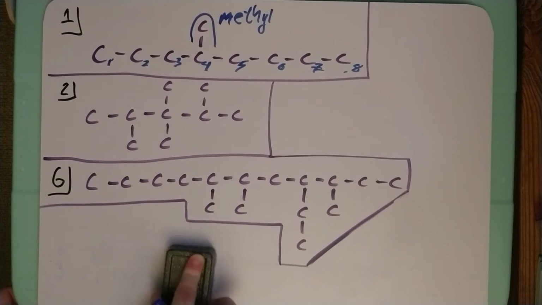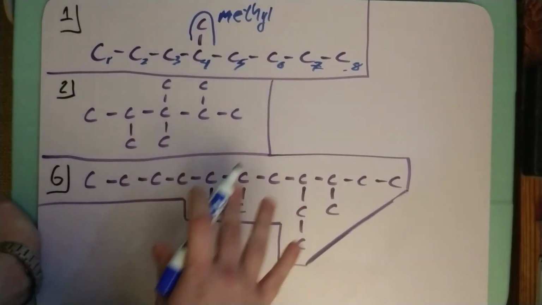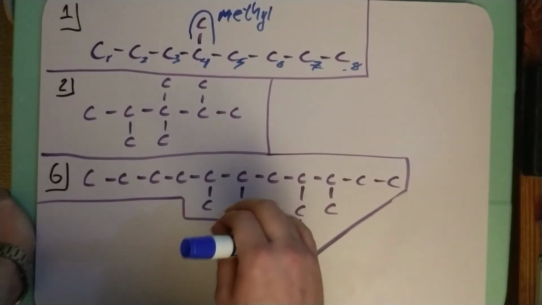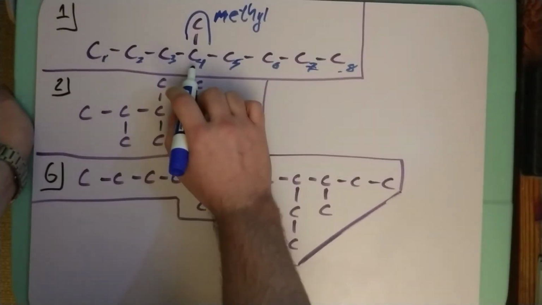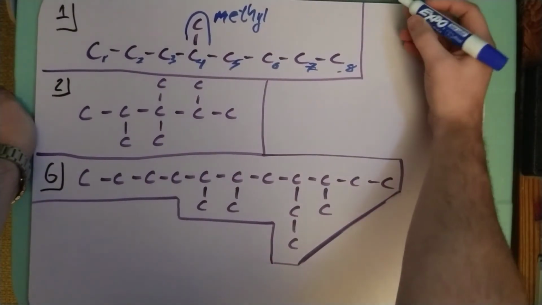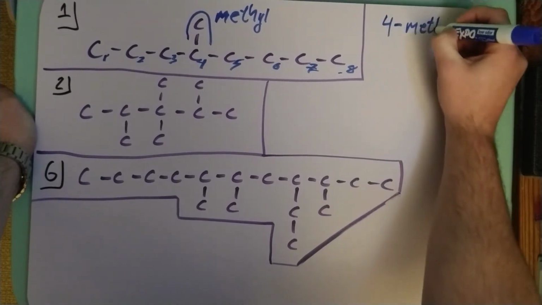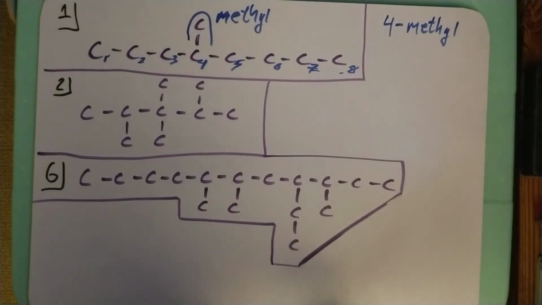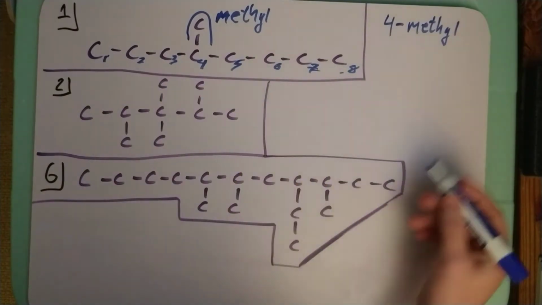Now, the other part of a branch that we have to have, like I said, is the number to which it is attached. So, this methyl is attached to carbon 4, so this branch would be called a 4-methyl branch. Then the parent chain is octane.